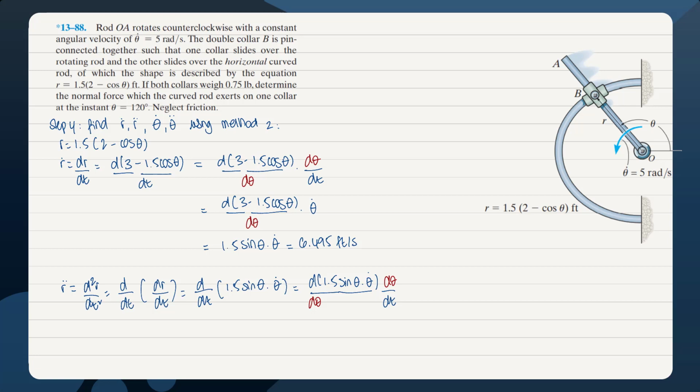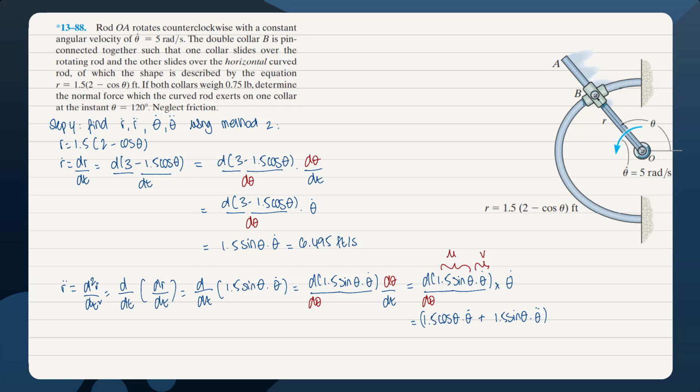Now looking at the second term, d theta over dt can be replaced by theta dot. The first term is the derivative of a product of two components. We have u is equal to 1.5 sine theta and v is equal to theta dot. And if you remember from calculus, the derivative of a product is u prime v plus v prime u. So let us find the derivative for the first term. Applying the equation from calculus, one has 1.5 cosine theta, that's u prime, times v, which is theta dot, plus 1.5 sine theta, which is u, times v prime, which is theta double dot.